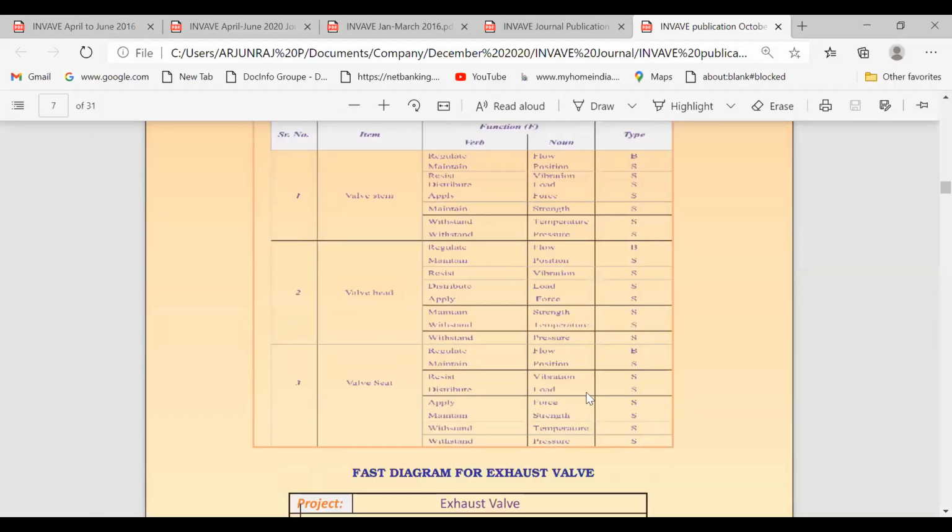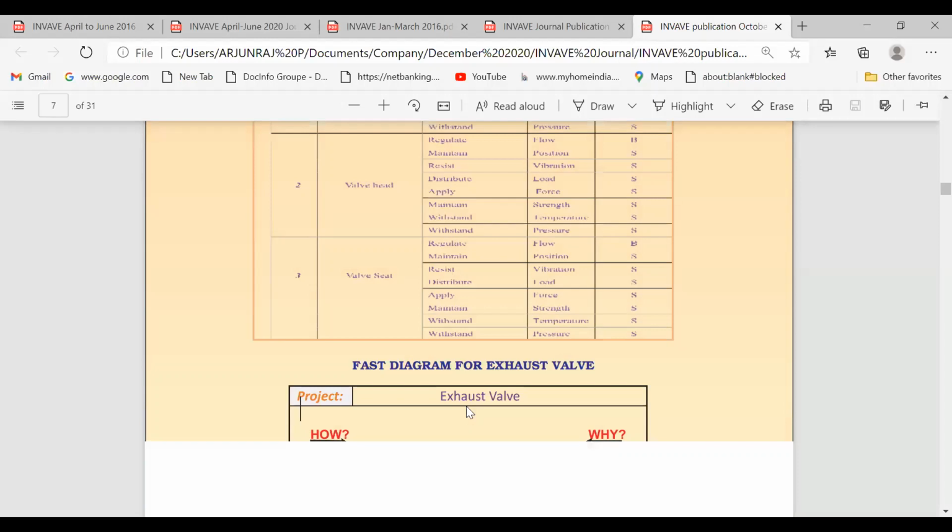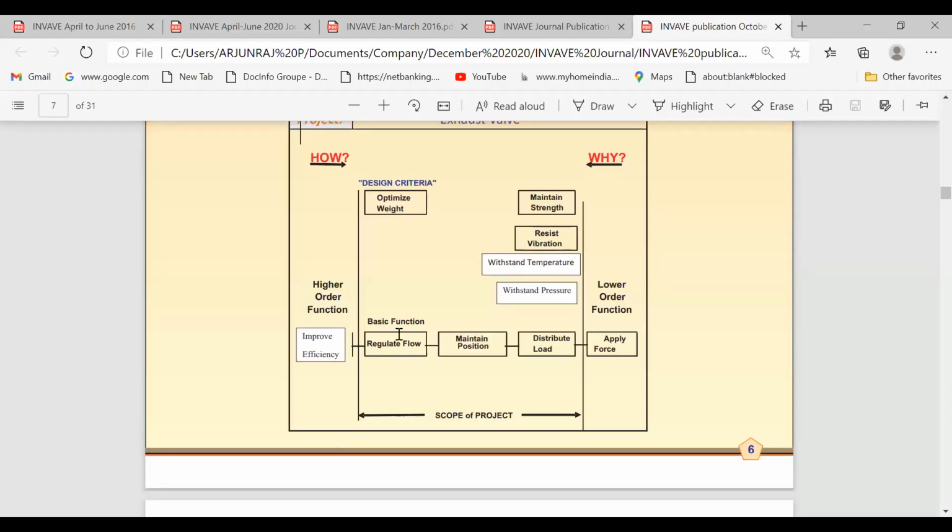Wall sheet, wall guide. Okay. See here, what is the basic function of the wall, exhaust wall? To regulate flow. When you regulate flow, you're going to improve the efficiency. How to regulate flow: by maintaining position. How to maintain position: by distributing load. How to distribute: by applying force. Even you can make this diagram very simple also.